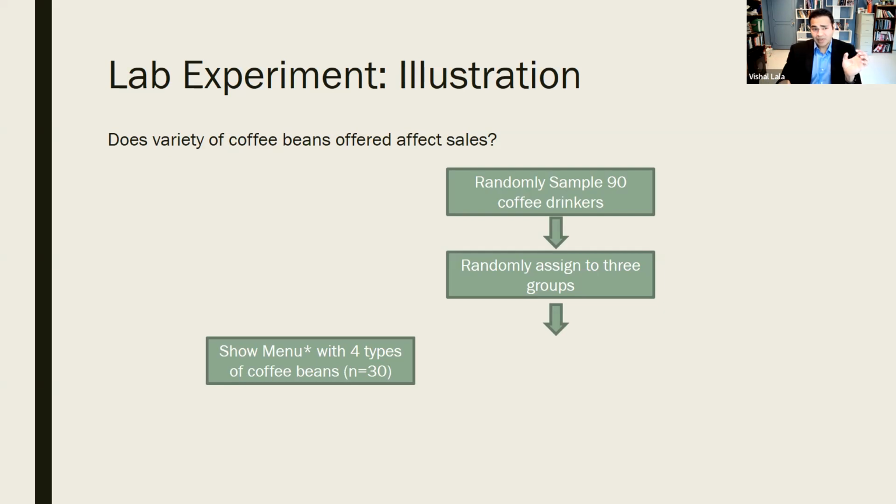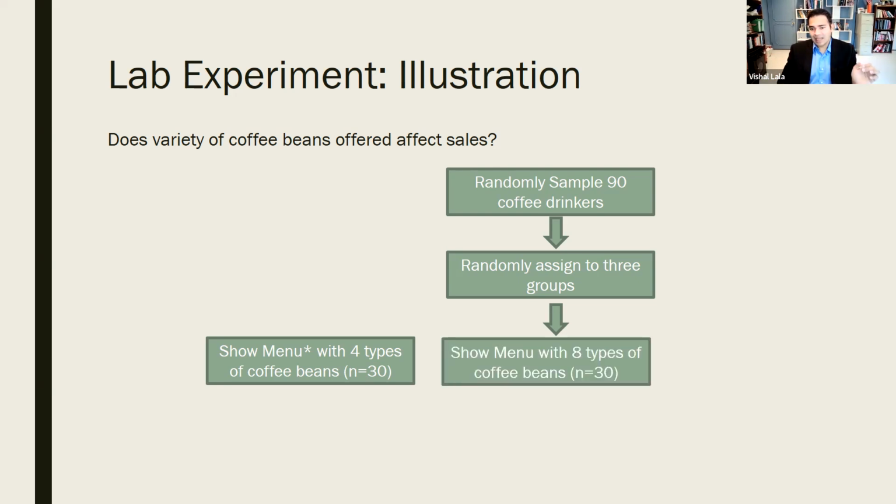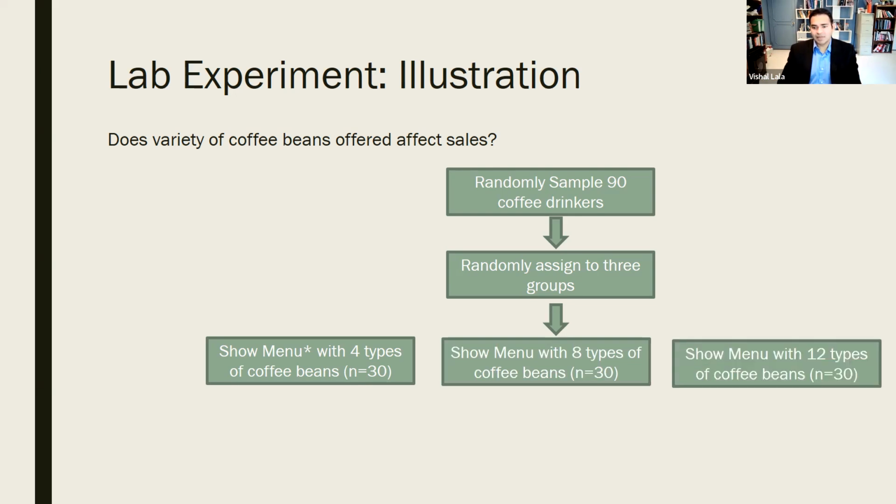So one way we can do this is in our lab experiment, our kind of contrived environment, we will show 30 people a menu with 4 types of coffee beans. And then we'll show another, remember we have 90 people originally, so we have 3 groups of 30, 30, and 30. To our second group, we will show a menu with 8 types of coffee beans. And to our third group, show a menu with 12 types of coffee beans. Here we have manipulated the variable coffee beans at 4, 8, and 12.